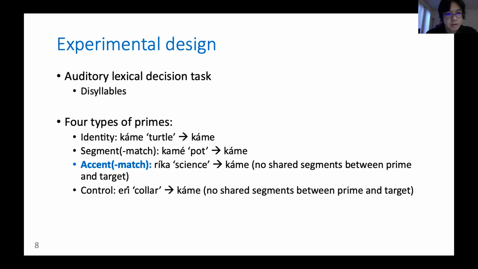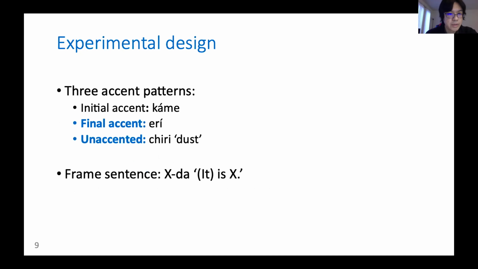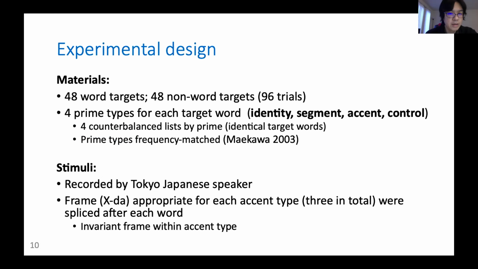We conducted an auditory lexical decision task with priming, and we have these 3 conditions: identity condition, segment condition, and crucially, we had an accent match condition, and also a control condition. We distinguished 3 accent types: initially accented words, finally accented words, and unaccented words. To distinguish these accent patterns, we used a frame sentence. Great. I will take over, and for the sake of brevity, we'll be very quick about our design. We had half word, half non-word targets, a total of 96 trials with counterbalanced lists, and our stimuli were recorded by a native Tokyo Japanese speaker.